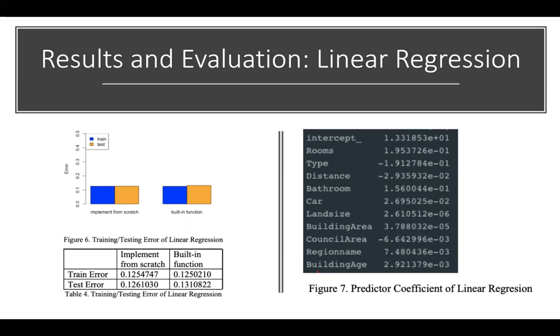Another insight we found from our linear regression model is the coefficient of predictors. This table shows that rooms has the highest positive coefficient value, which means that a change in the rooms variable may have the most positive impact on the value of the output. Therefore, we can conclude that rooms and council area are the two most impactful features for our predictive model.